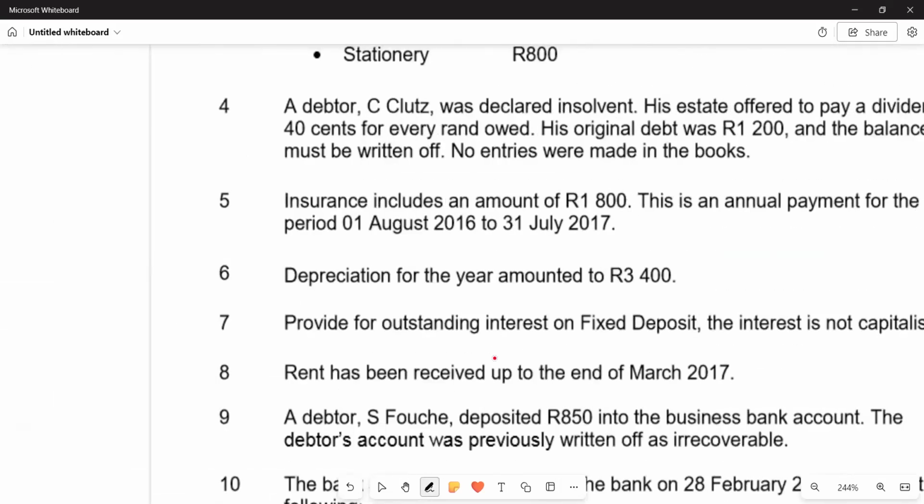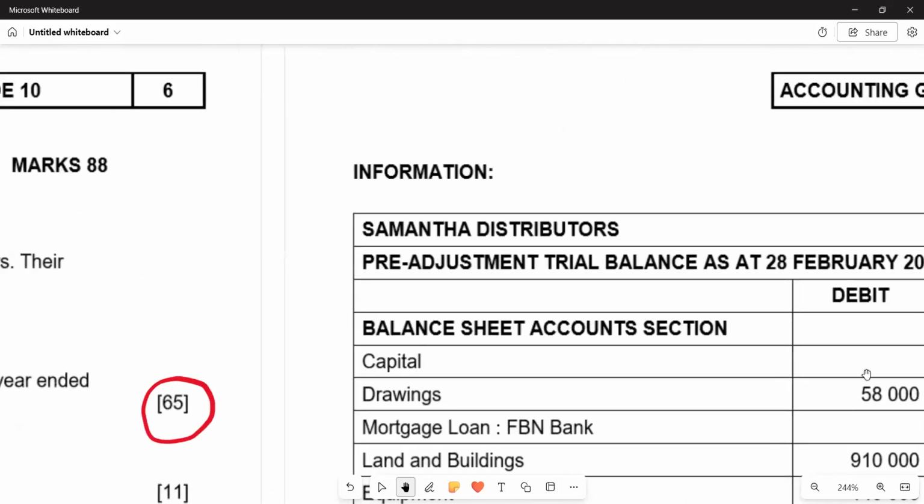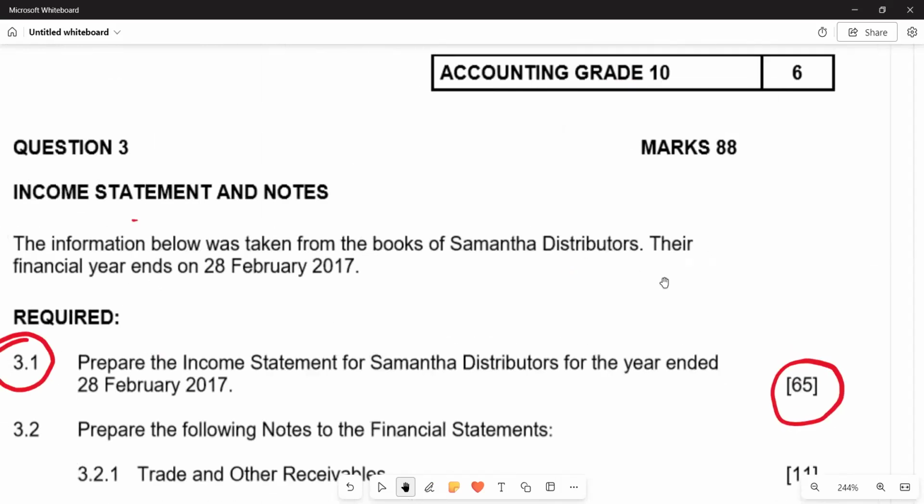But if you come to additional information number 8, rent has been received up to end of March 2017. And if you go to the beginning of the question, you'd see that our year is ending on 28th February 2017. So this rent income was for March, which is out of our financial period, because it's ending on 28th February. So it means this rent for March is not supposed to be there. We are supposed to remove it. It's income received in advance.